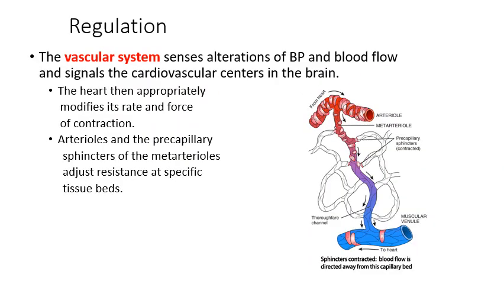Okay, so your vascular system again is going to be important in maintaining pressure by turning on and off those precapillary sphincters. So the precapillary sphincters that we find in arterioles can contract to shut off blood flow to certain capillary beds, or relax to allow blood to flow to certain capillary beds. And the number of those that's open is going to determine your blood pressure.